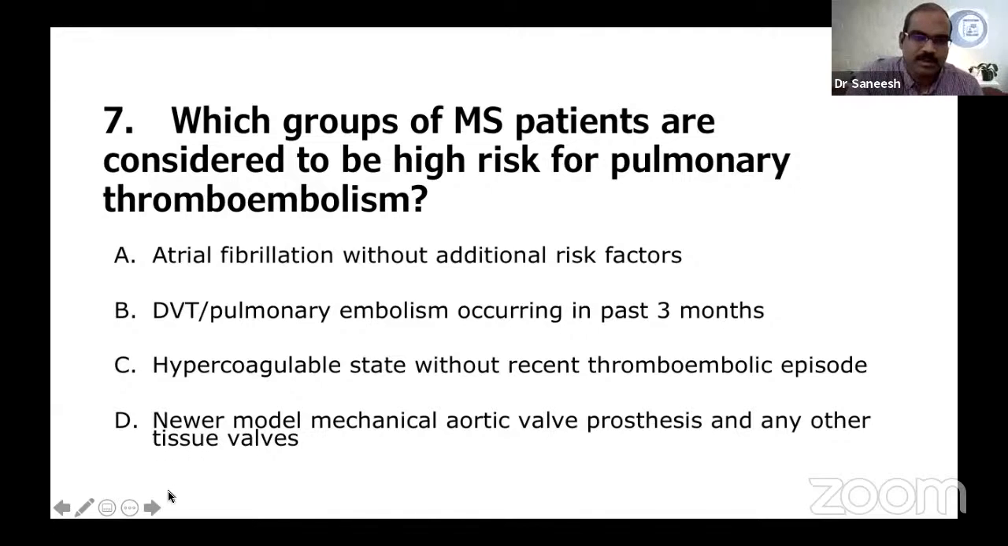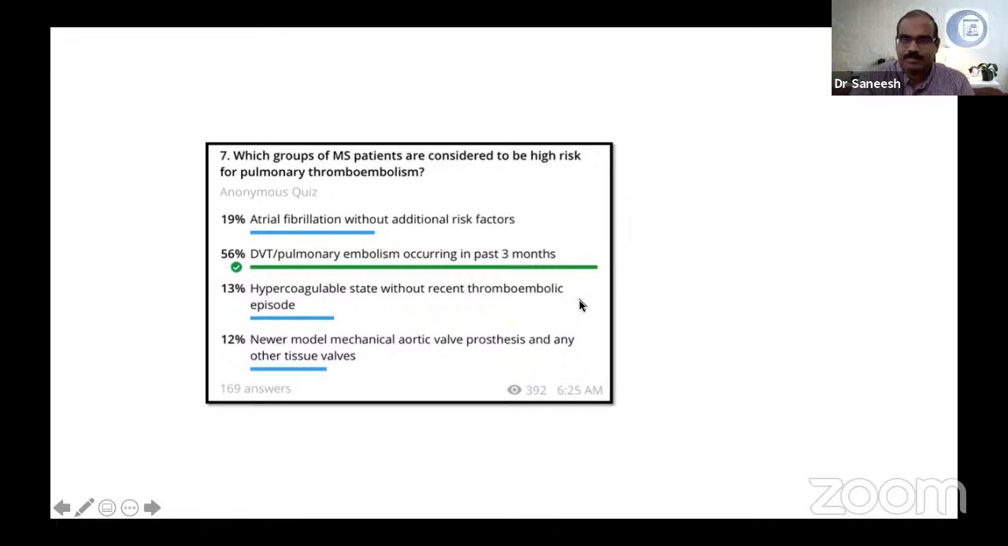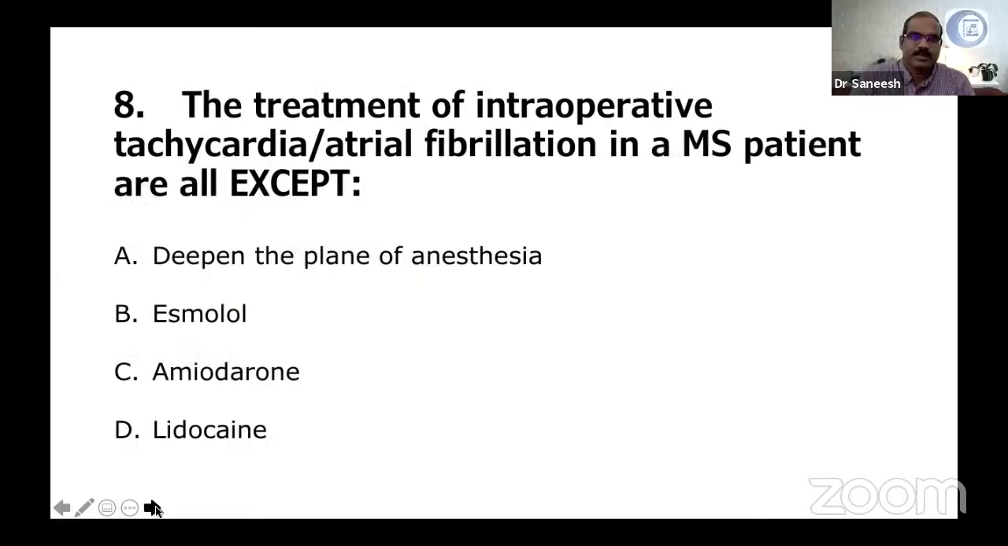Okay, so those who have gone for option C should be clear on this point. So option B is the right answer. Right answer is option B. Okay, so even in the Telegram survey, 56% hit the right answer. Okay, we move ahead to question number 8.